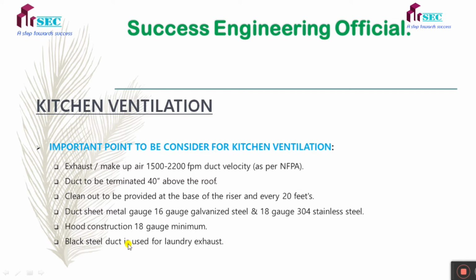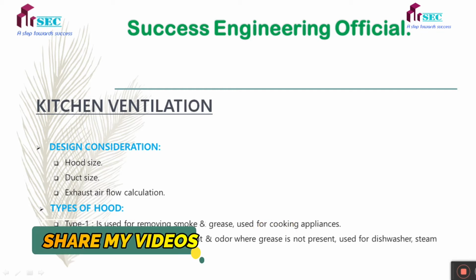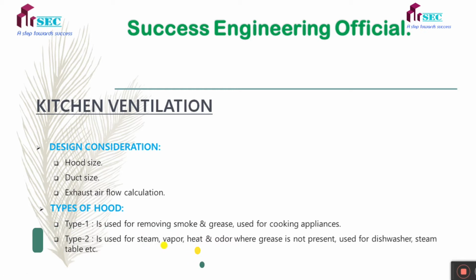Black steel duct is used for laundry exhaust. If there is laundry exhaust, then the black steel duct should be used. Next is kitchen ventilation design consideration: hood size, then duct size, then exhaust airflow calculation. There are two types of hoods. Type 1 is used for removing smoke and grease, used for cooking appliances. Type 2 is used for steam, vapor, heat, odors where grease is not present.